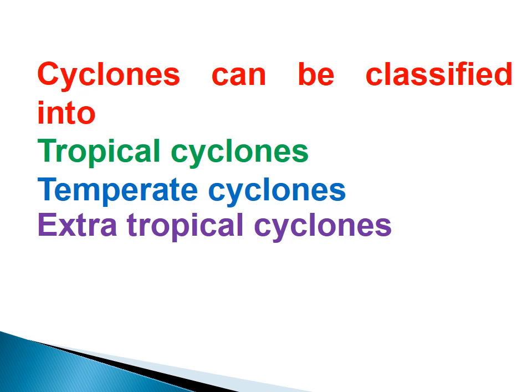Cyclones can be classified into tropical cyclones, temperate cyclones, and extratropical cyclones. Tropical cyclone means வெப்பமண்டல சூறாவளி. Tropical cyclones are known as cyclones in the Indian Ocean, typhoons in the Western Pacific Ocean, hurricanes in the Atlantic and Eastern Pacific Ocean, bagyos in the Philippines, willy willy in Australia, and typhoon in Japan.